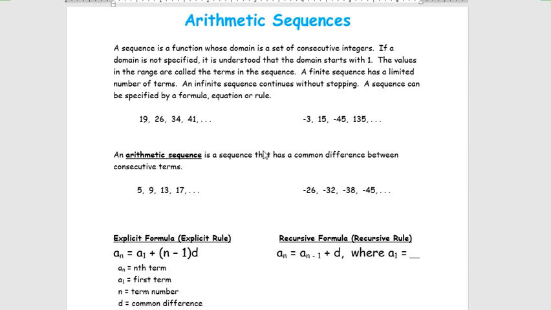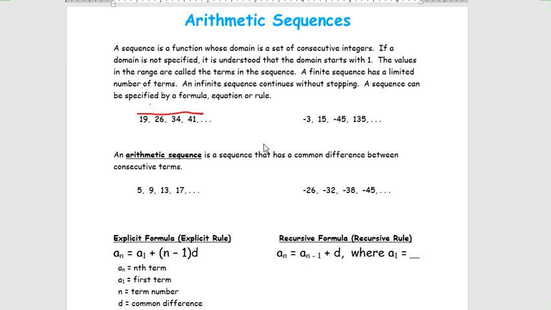So here are two examples of sequences: 19, 26, 34, 41, just some pattern of numbers here. It looks like in this case, these numbers are increasing. Now this one goes up by 7, this one goes up by 8, so there's really not a pattern, but this is some sequence of numbers. Now, what's important here is what we said about if a domain is not specified, it's a set of consecutive integers. So this is the sequence 19, 26, 34, 41.